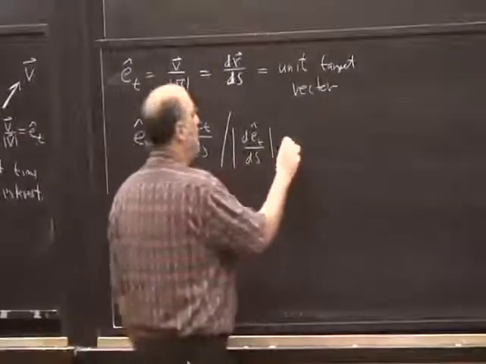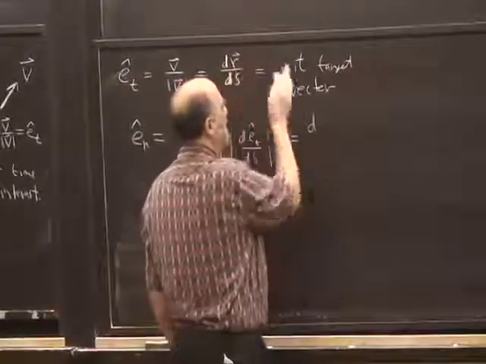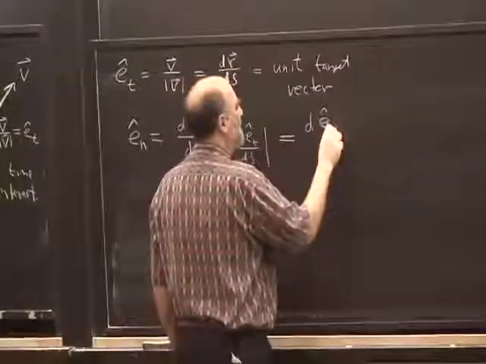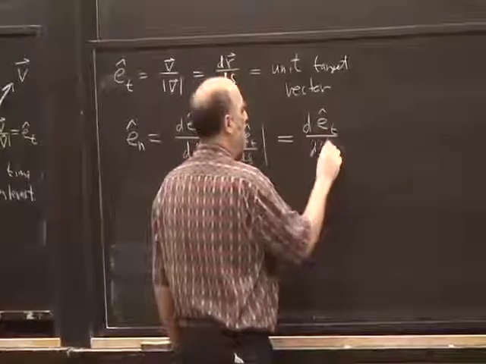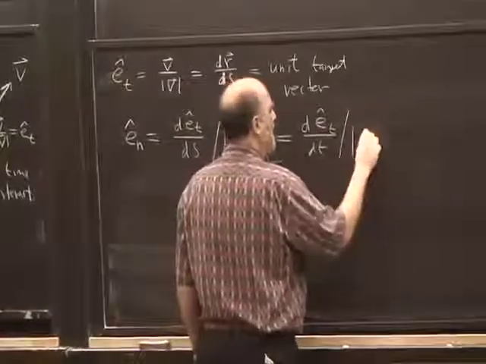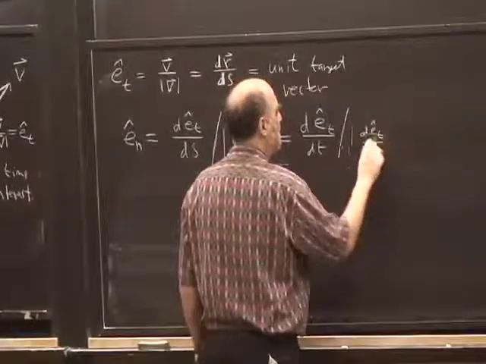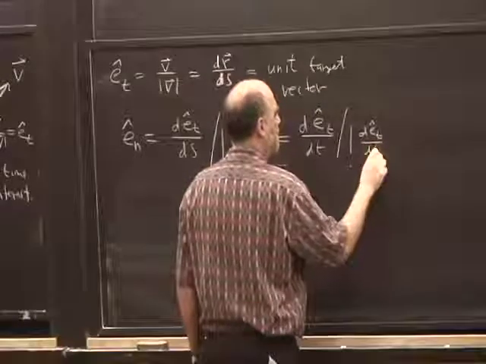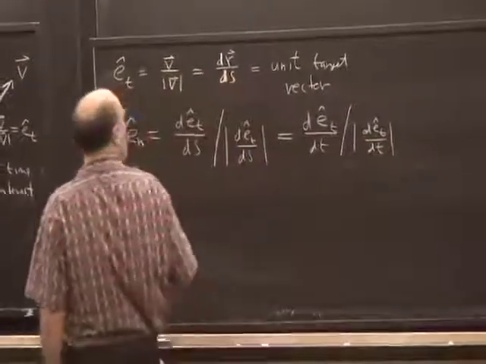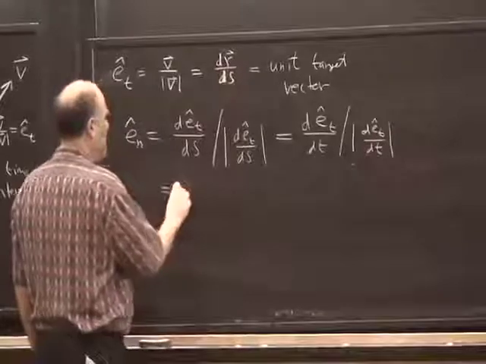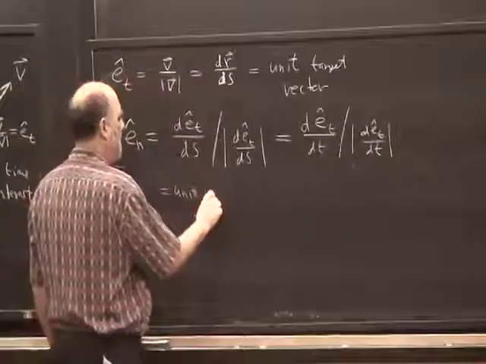Or we could do the same thing we did up there. We could look at the rate of change of et with respect to t and divide by the magnitude of that. And this thing is called the unit normal vector.